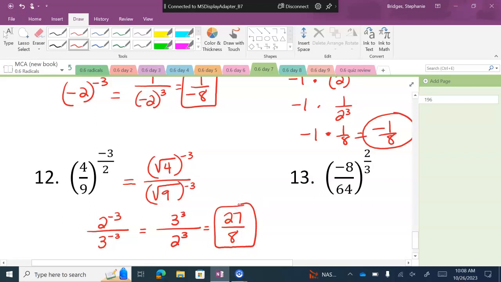Go ahead and try 13. Same exact thing. Just take the root of the numerator and the root of the denominator, then raise them both to the same power. Just make sure in the end that you completely simplify.